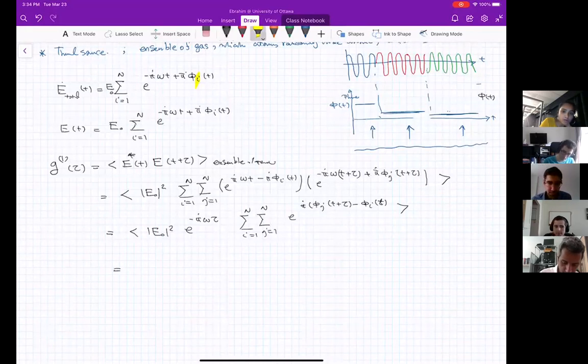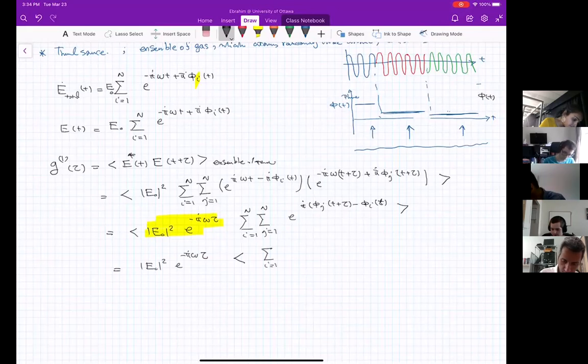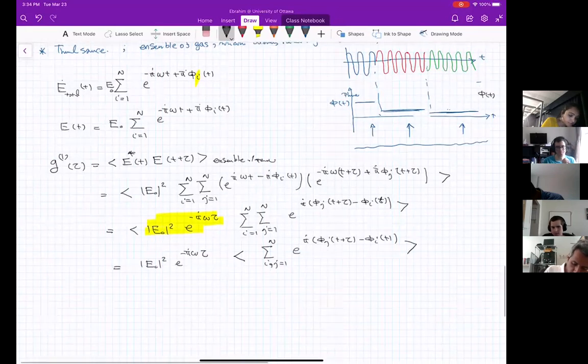These two terms are constant, independent of ensembles. They will be out of the ensembles. You will get E0 squared, e to the minus i omega tau. Then you have to do the ensemble average over i and j from 1 to n, of e to the i phi j (t plus tau) minus phi i (t). Good.